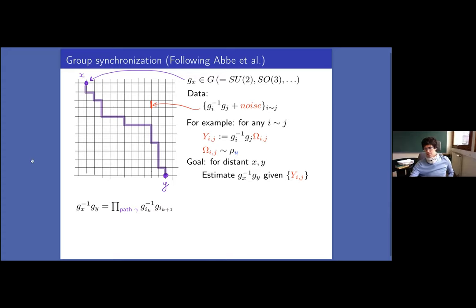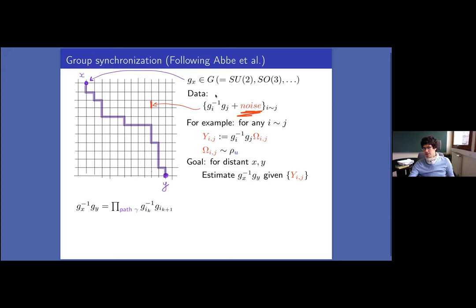So here, it's easy to answer. Pick any path gamma from x to y and multiply all the relative angles along your path. And this will, by definition, give you g_x^{-1} g_y. So Bayesian statistics without noise is often easy, and this is an example. Now let's add independent noise on each of these edges.